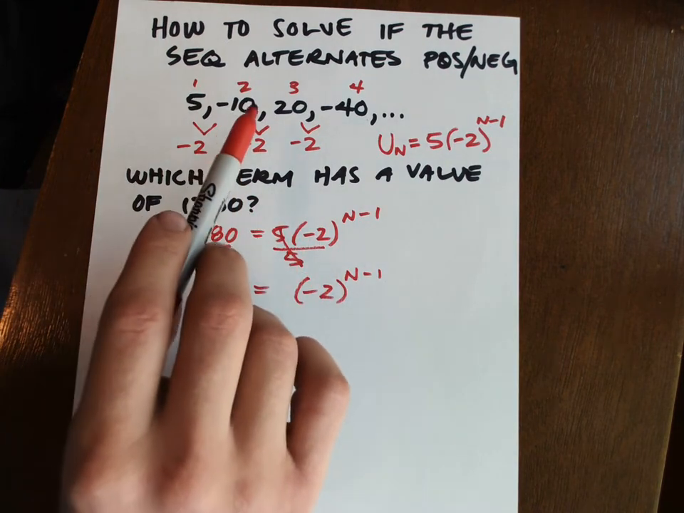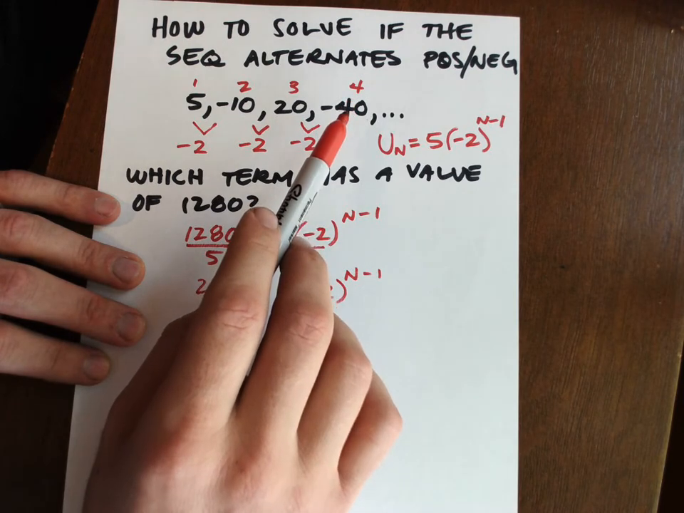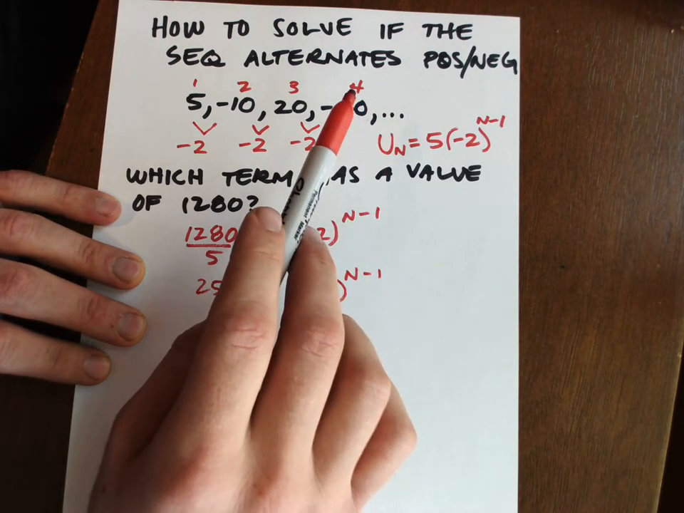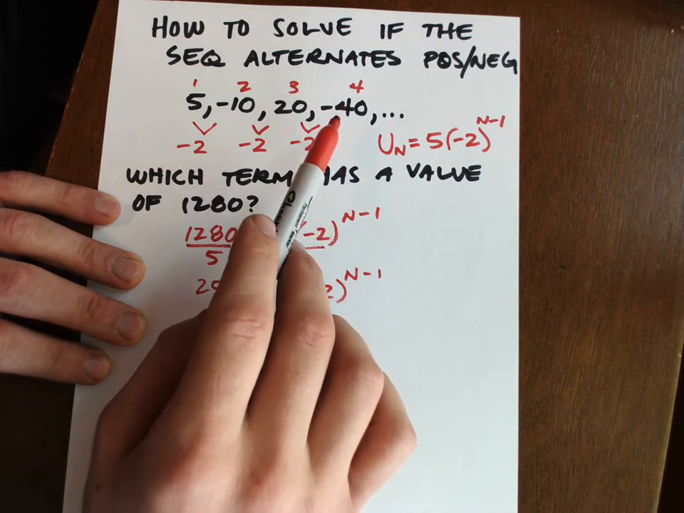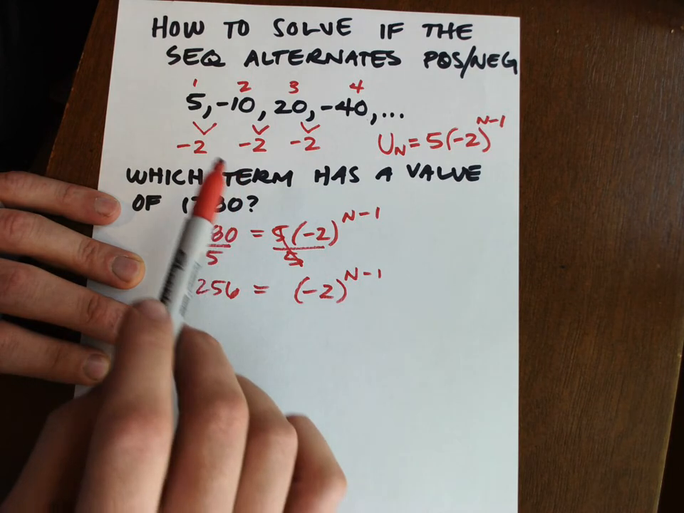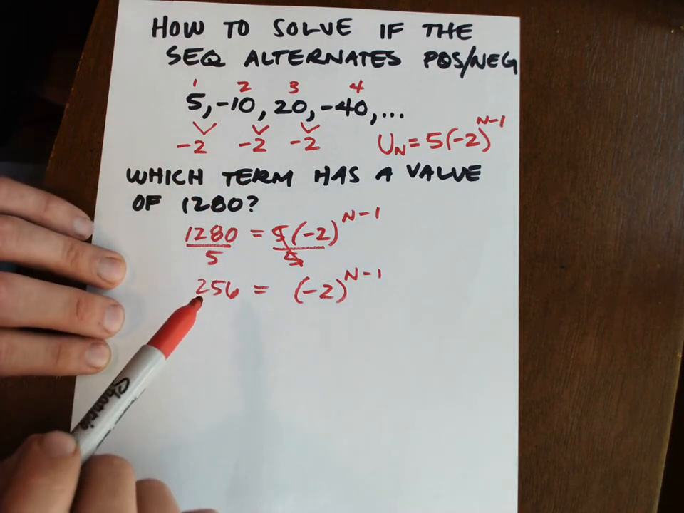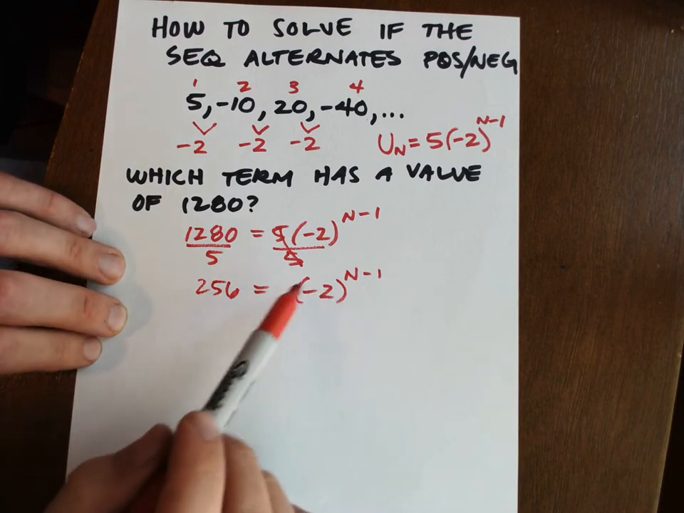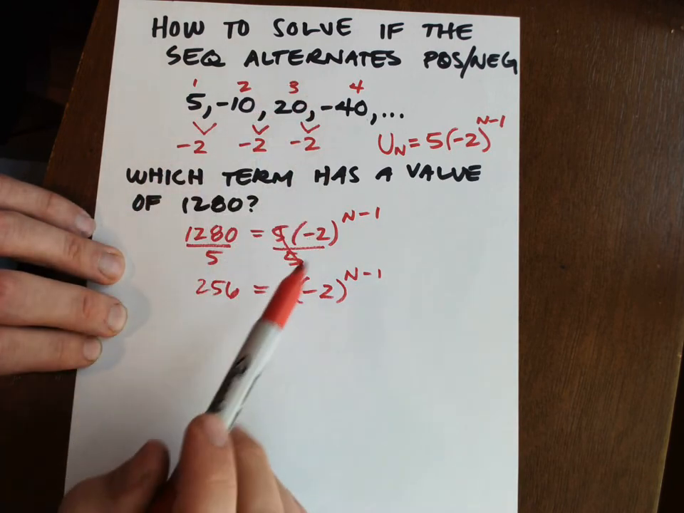So noticing here, the second number is negative, the fourth number is negative. Every number thereafter that is even will have a negative value. And so we have to keep that in mind as we're moving forward. So this is a positive value, so we should be getting an odd number as an answer.